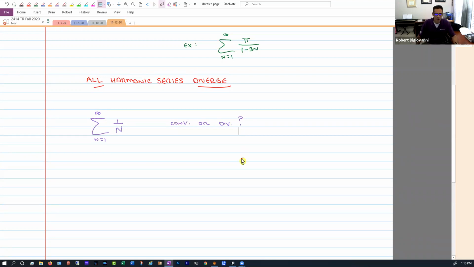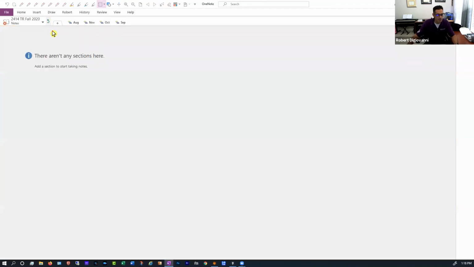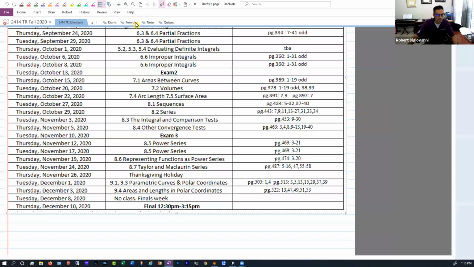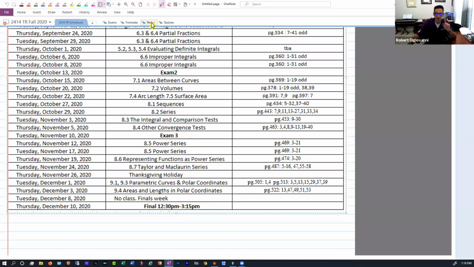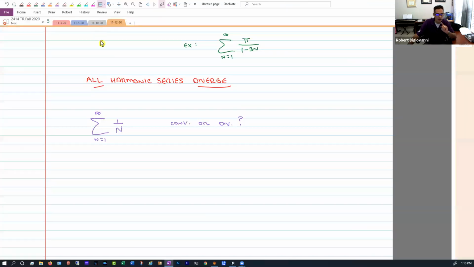We talked about the nth term test last time, didn't we? So remember, the first test that you ever want to do on a series is that nth term test. That one right there. We check to see, does the sequence go to something other than 0? Does the sequence, not the series, go to something other than 0?